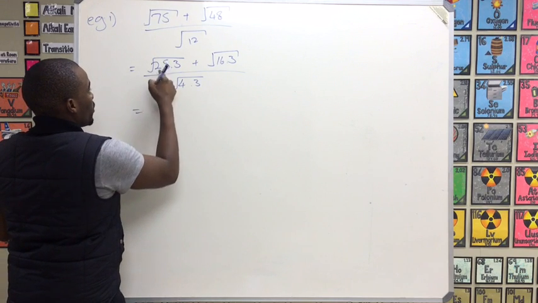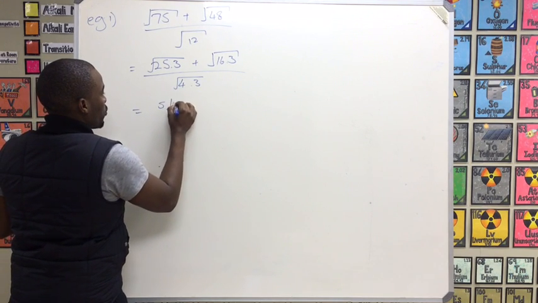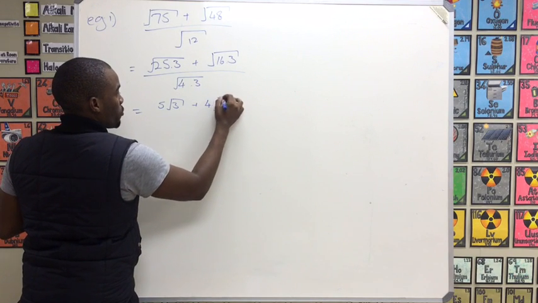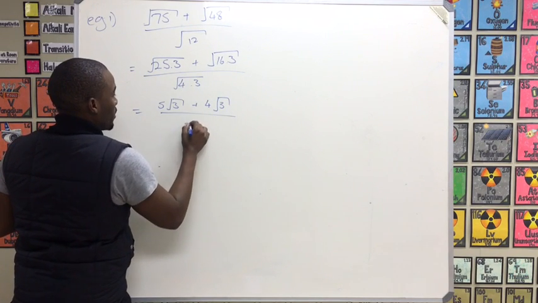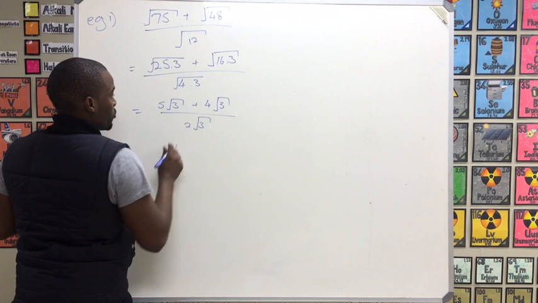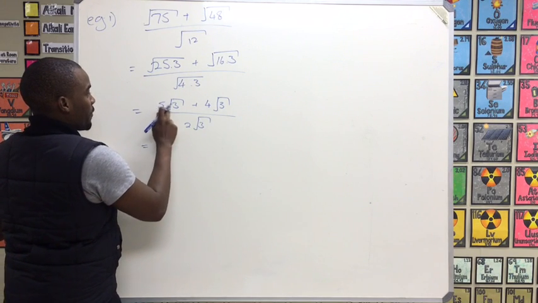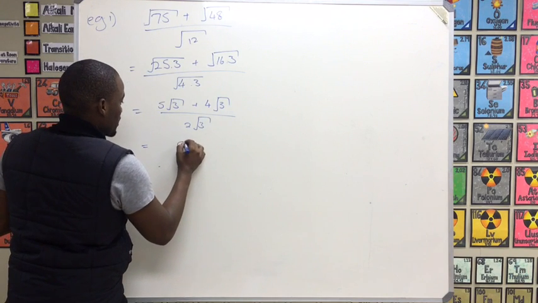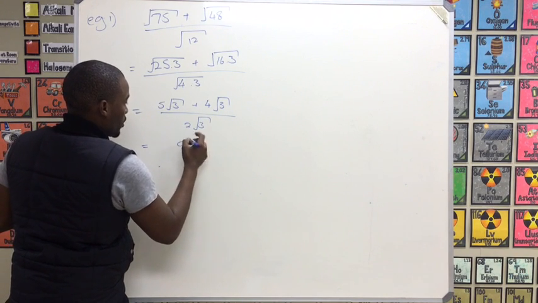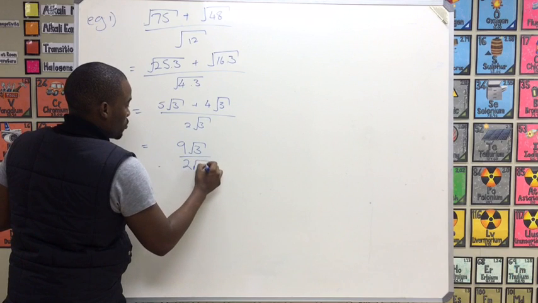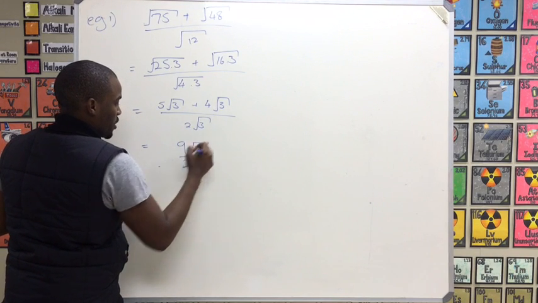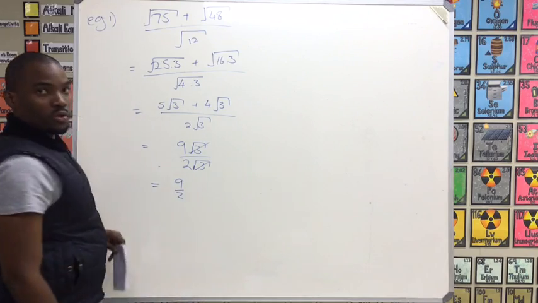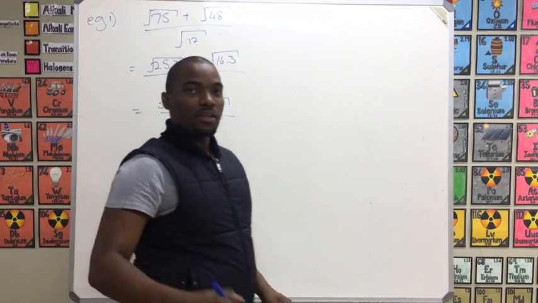So we can then have 5 times square root 3 plus 4 times square root 3, divided by 2 times square root 3. My top is 5 root 3 plus 4 root 3, that's 9 times square root 3, that's 9 root 3 divided by 2 root 3. The surds can cancel out, and our final answer becomes 9 divided by 2. Simple enough, nothing too hectic.